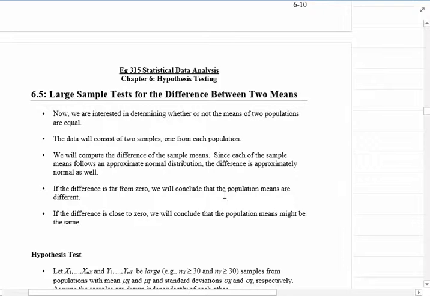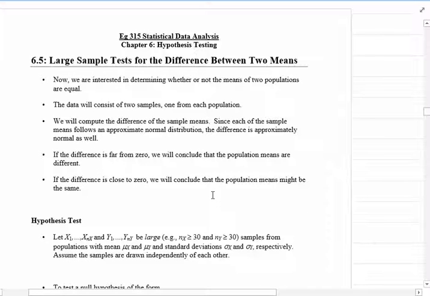So now we're going to continue on with the same cases that we talked about in confidence intervals. Now we're going to look at the difference between 2 means, and we'll start with a large sample and then we'll go with a small sample, just like before.